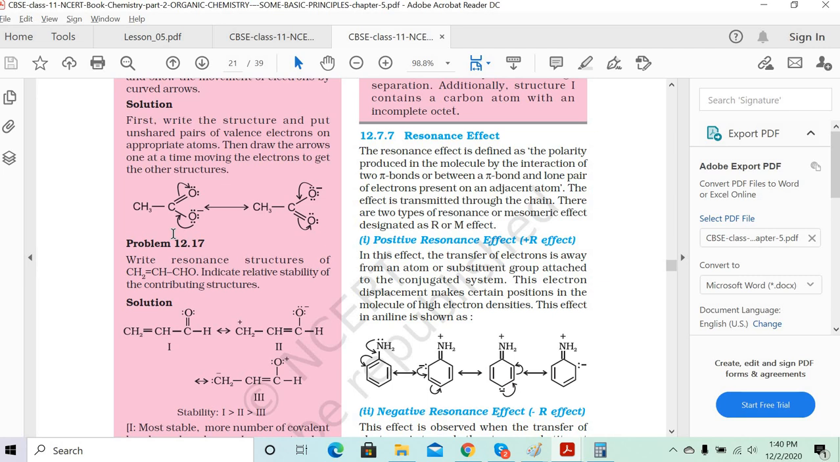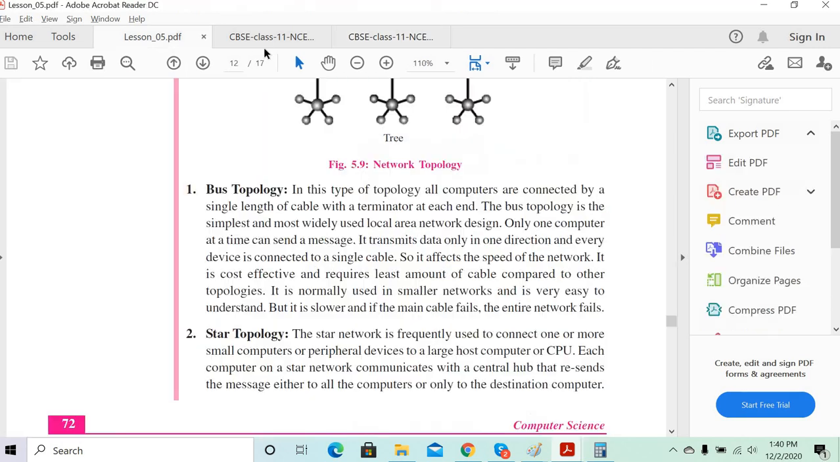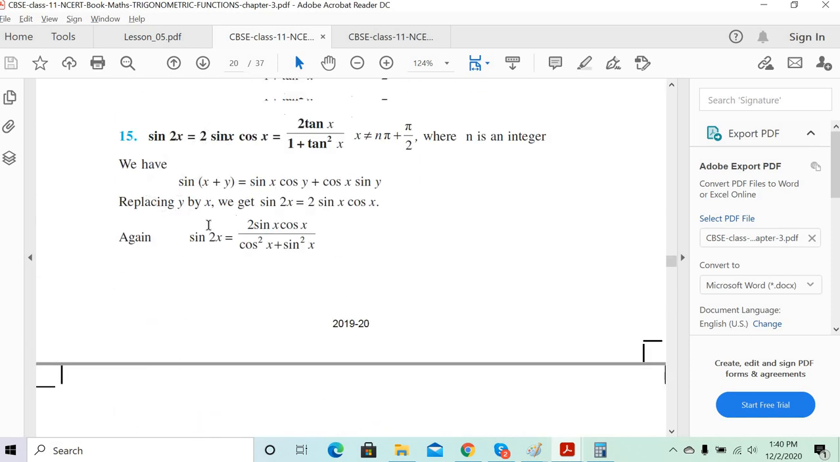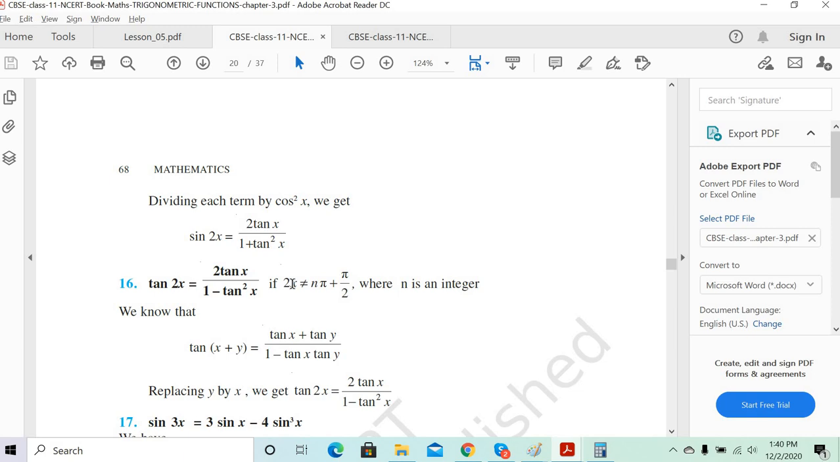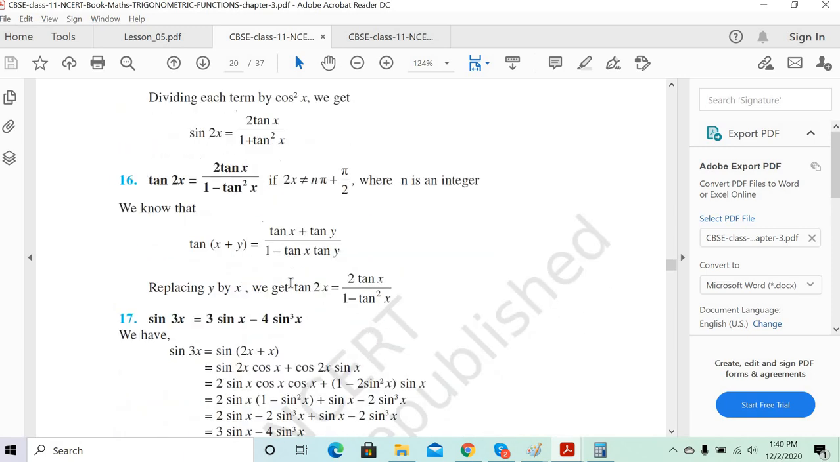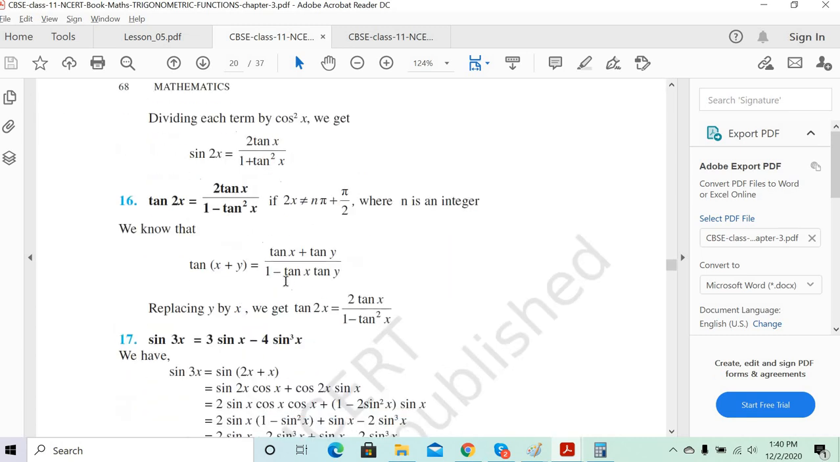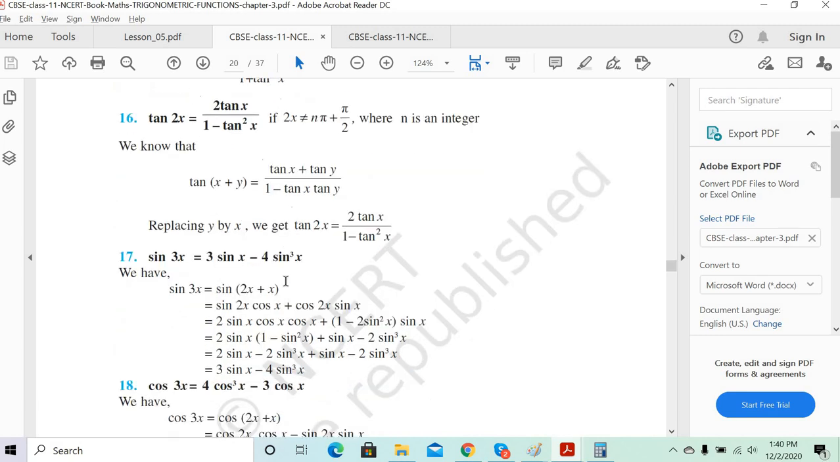Done this part? Okay. So tan 2x. Good, excellent. So you got the sin 2x value as 2 tan x by 1 plus tan square x. Yes, sir. Excellent. Can you quickly do the tan x plus y formula also? Substitute tan 2x also. Did that? Excellent. What's the answer you got for tan 2x? 2 tan x divided by 1 minus tan square x.